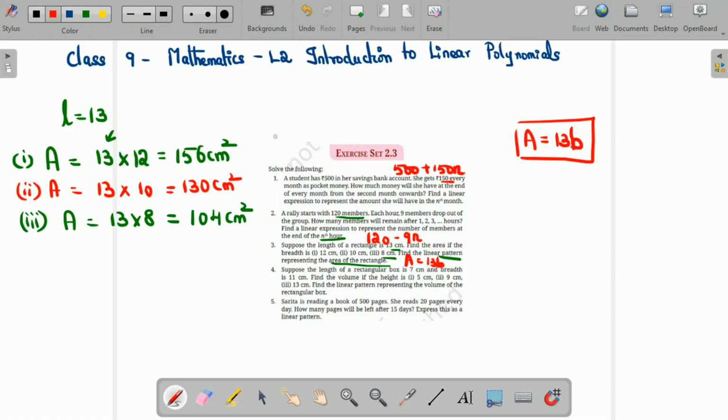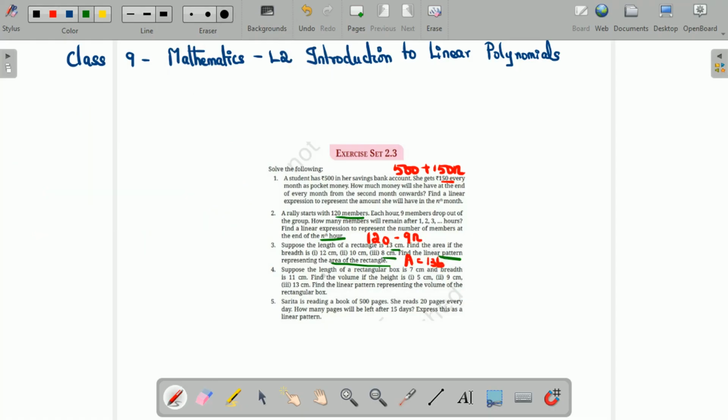Now let's take up the fourth question. Suppose the length of a rectangular box is 7 centimeter. So I'm writing L is equal to 7 centimeter. Its breadth is going to be equal to 11 centimeters. Find the volume if the height is 5 centimeter. What do you know about the volume? The volume is going to be length into breadth into height. So it is 7 into 11 into, in the first case, the height is going to be equal to 5.